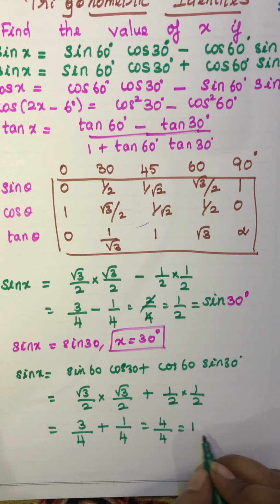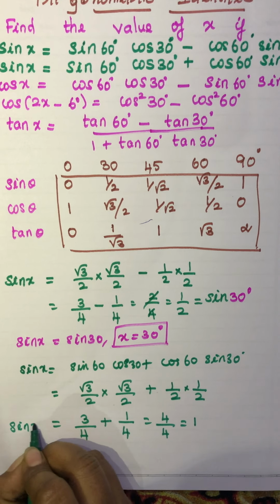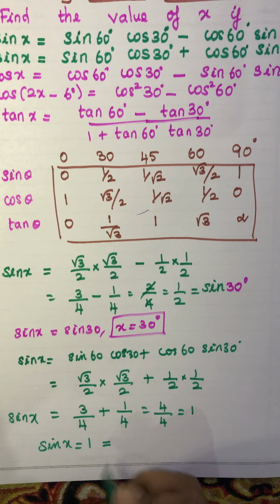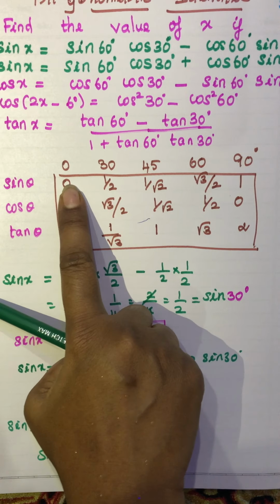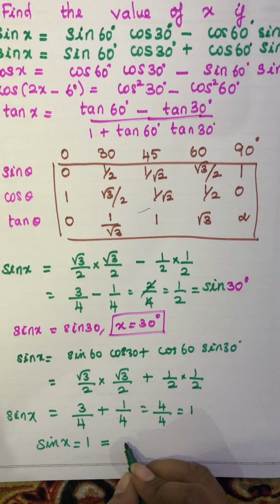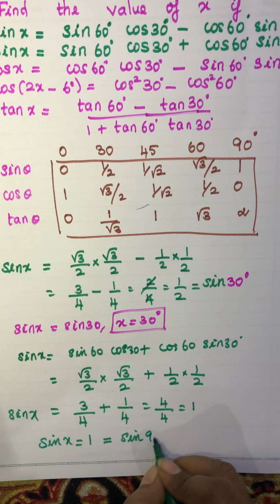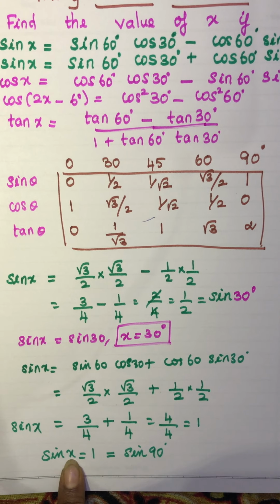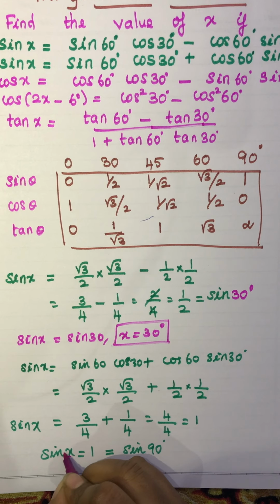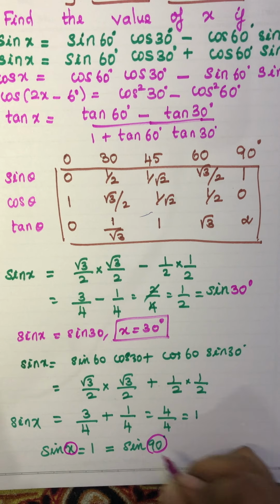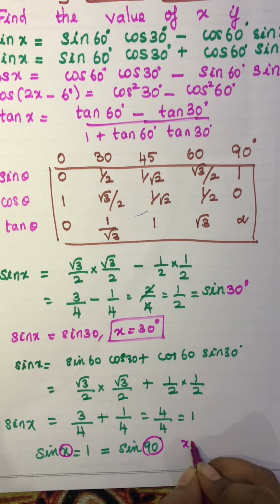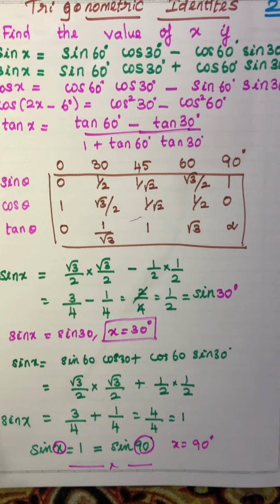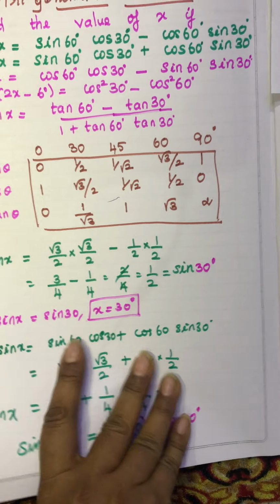So sin x is equal to 1. Sin x is equal to 1 when the angle is 90 degree; when sin is 90 degree, this value will be 1. So what is the x value? The x value is, yes, 90 degree. So x is equal to 90 degree. Okay students, now go to the third sum.